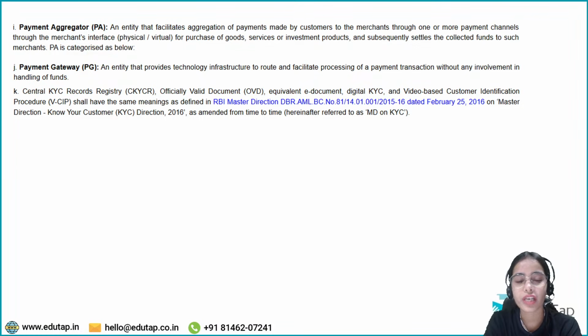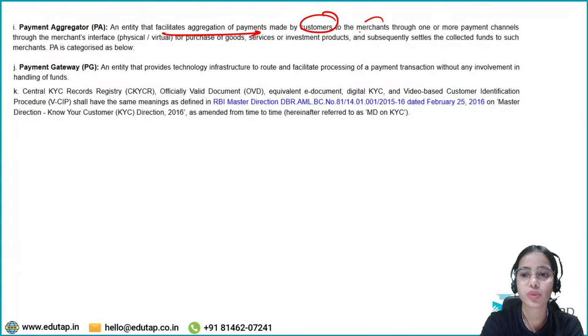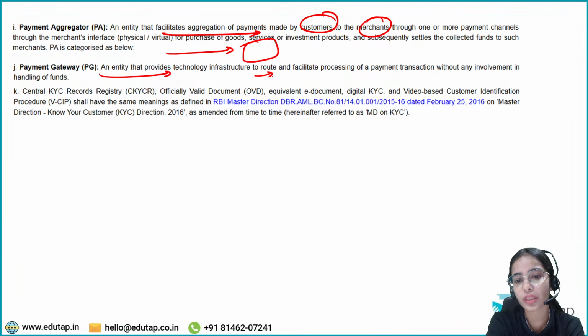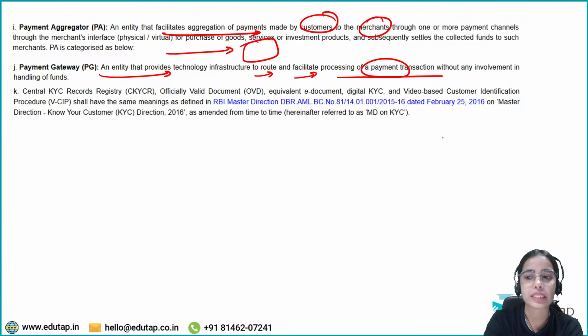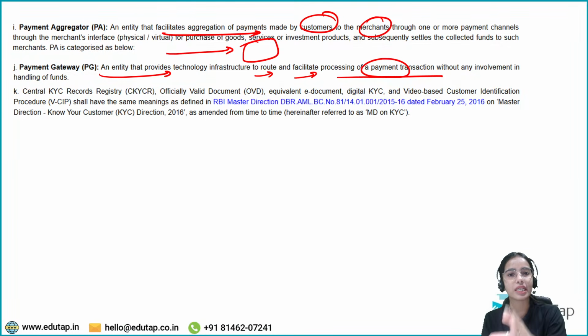So we have understood that payment aggregators facilitate the aggregation of payment from the customers to the merchants. That's it. Now payment gateway is basically the entity that provides the technology infrastructure to route and facilitate processing of payment transactions without any involvement in handling the funds. They are just providing the technology infrastructure so that the information can be processed: the customer wants to send the money, the merchant needs to get this much money. Only the routing of information happens through the technology infrastructure provided by the payment gateway. They do not handle any kind of funds.